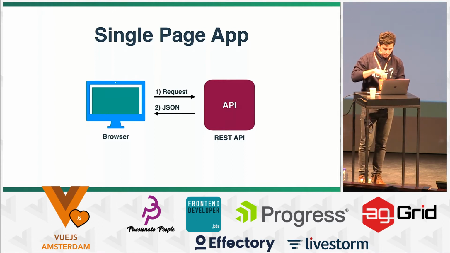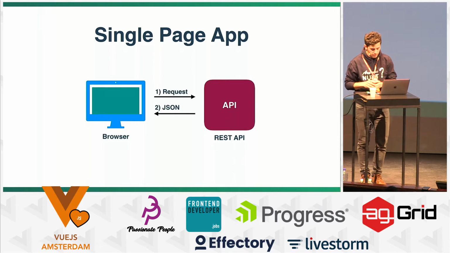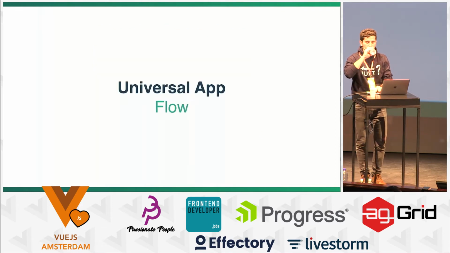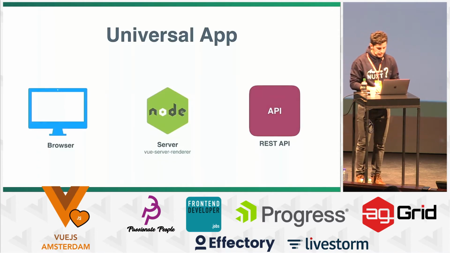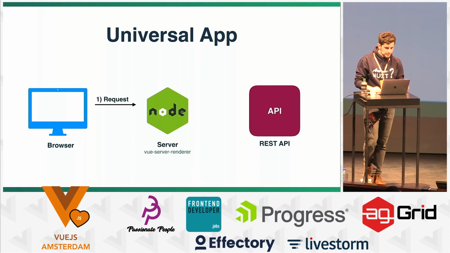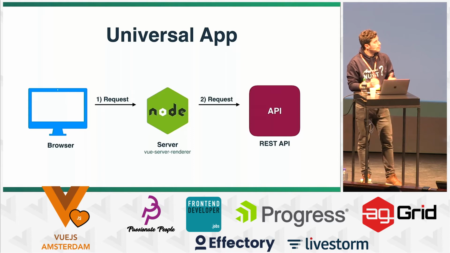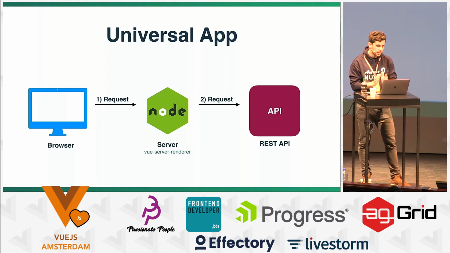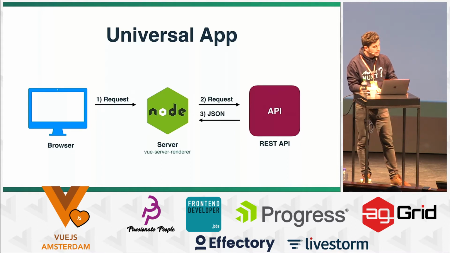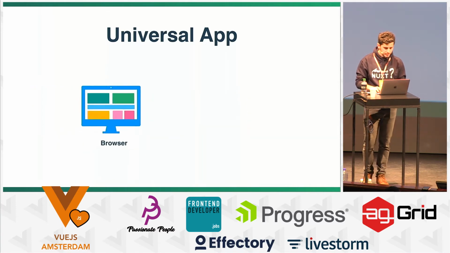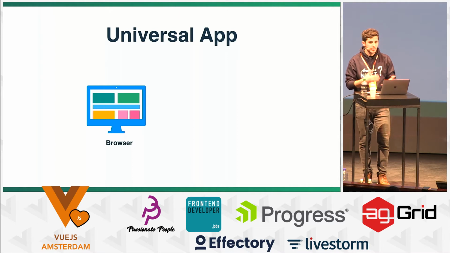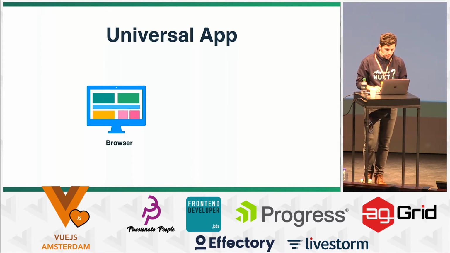But let's try to do both server-side rendering and single-page application. We call it a Universal App. It's like this. We make a request to our Node.js server. This Node.js server has a Vue app or a React app, for example. Like in SPA mode, it will make the request to your API, get back some JSON, and then send back the HTML. When the HTML is loaded, the user already has the content, so he can already read your article, whatever you have on your website.